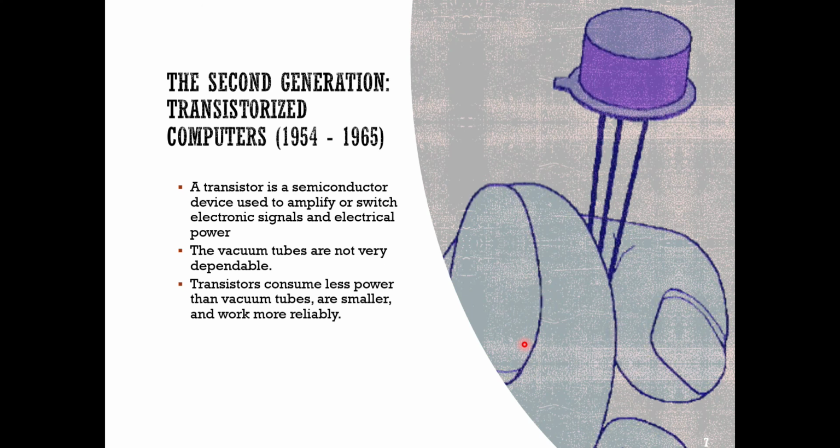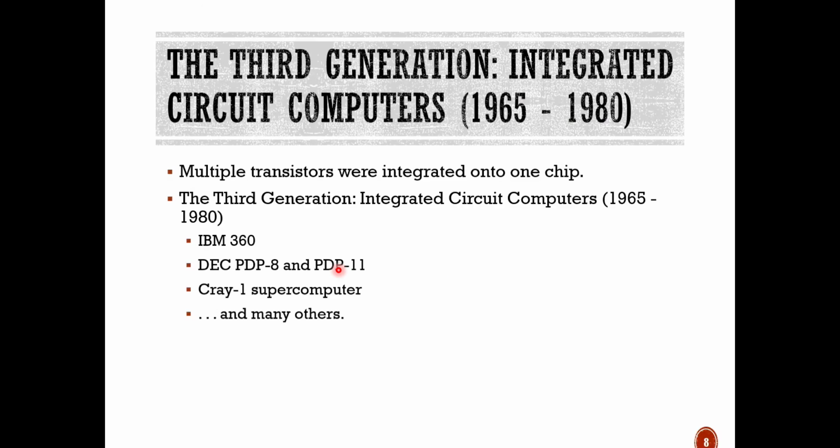They're very easy to break, or there was not enough gas in them, or just very different problems. Transistors consumed less power than the vacuum tubes. They were smaller and they worked more reliably. And on top of that, you can have more transistors. That's when we get into integrated circuit chips.